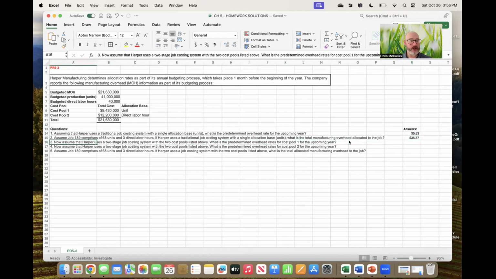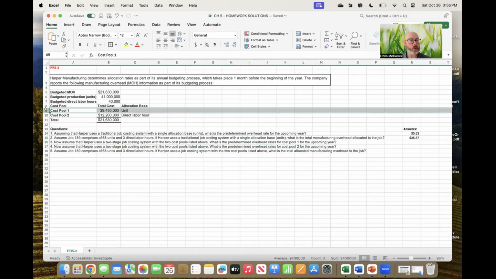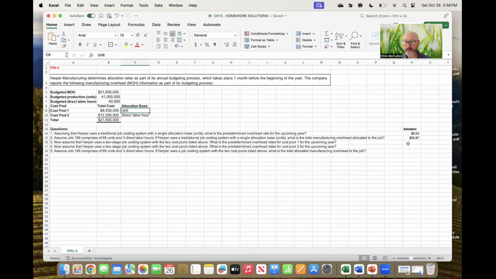Okay, now we'll go to the next one. It says assume Harper uses a two-stage system, and then they give us two cost pools above. What is the overhead rate for cost pool number one? Okay, so for cost pool one, it says that the allocation base is units. So we're going to take cost pool one and divide it by our total amount of units that we have here. And that gives us 23 cents per unit.